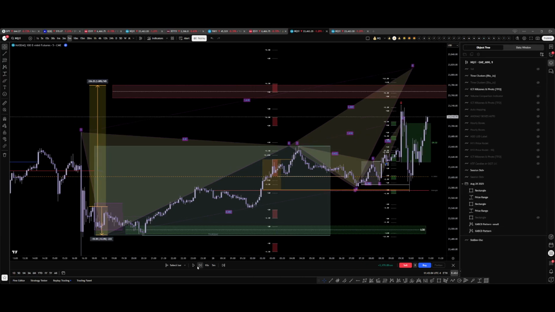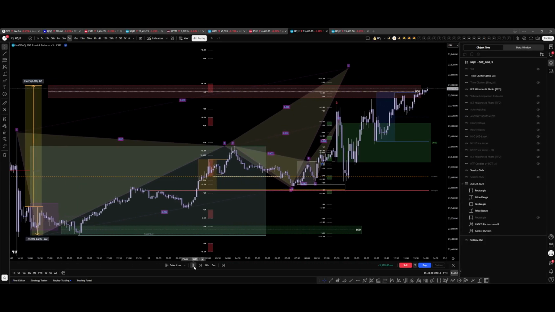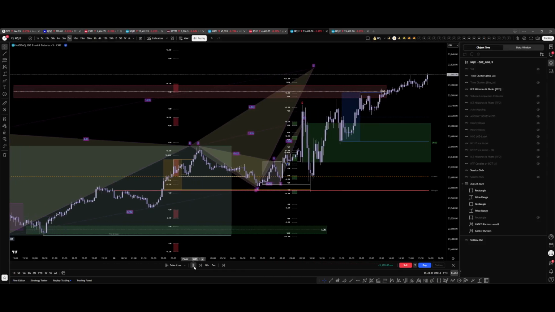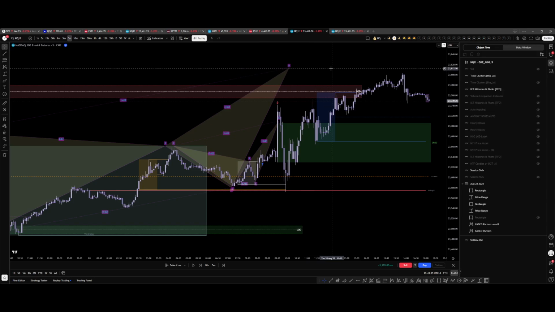And so then we play the rest of this day out, and we get into our high of day zone. We never really complete that target, though, into the close, right? Because there's the completion of our target, and we never got there.